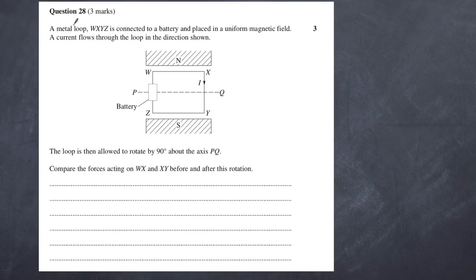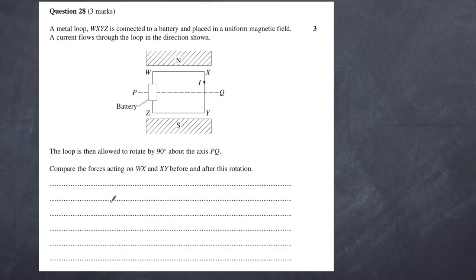Question 28. We've got a metal loop WXYZ connected to a battery and placed in a uniform magnetic field, and a current flows through the loop in the direction as shown. And the loop is then allowed to rotate by 90 degrees about the axis, and we're looking to compare the forces acting on WX and XY before and after. Now that means you need to make sure you look at both befores and both afterwards.